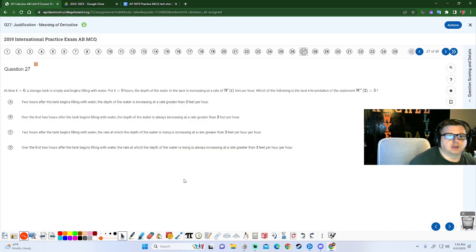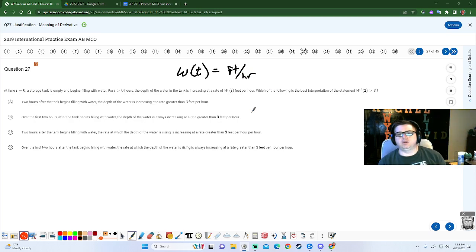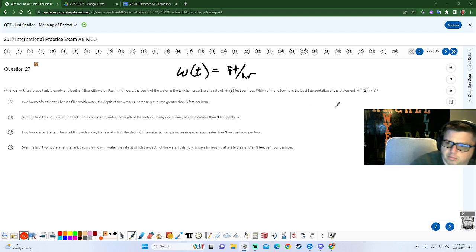Related rates. Okay. So, here we go. At time t equals 0, a storage tank is empty and begins filling with water for t greater than 0. The depth of the water in the tank is increasing at a rate W of t feet per hour. Which of the following is the best interpretation of W prime of 2 greater than 3?